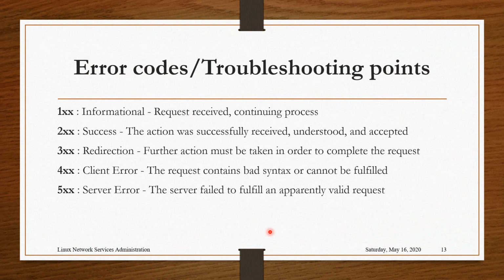Now the error codes or troubleshooting points. The errors starting with number 1, like 100, 101, these are all informational. Whatever request we have sent, it will be informing us that the request is received. The request is continuing in the process. It will inform the end user's client.